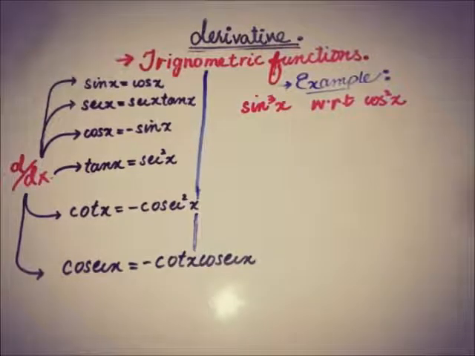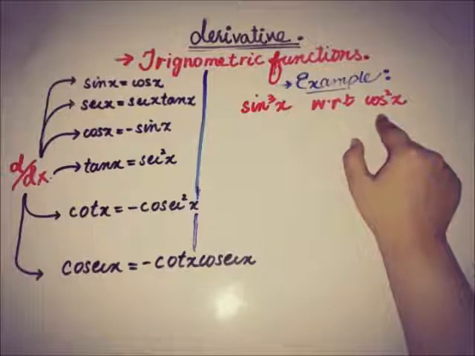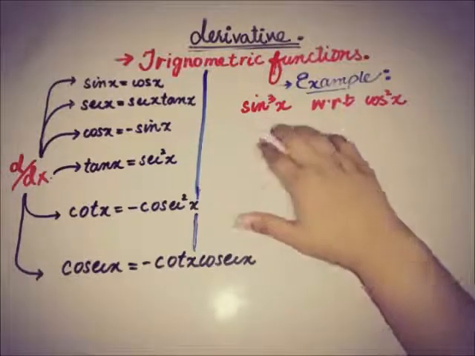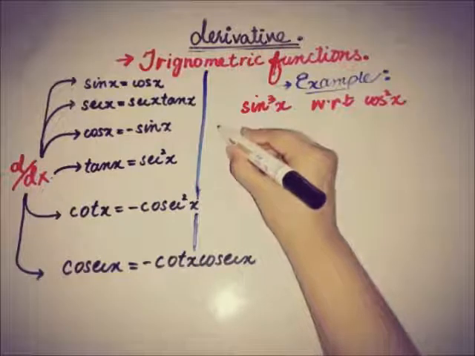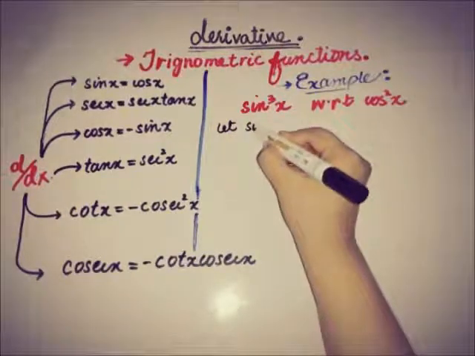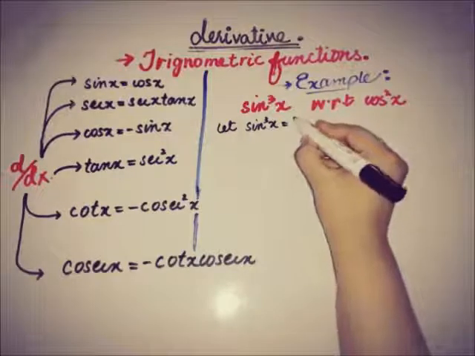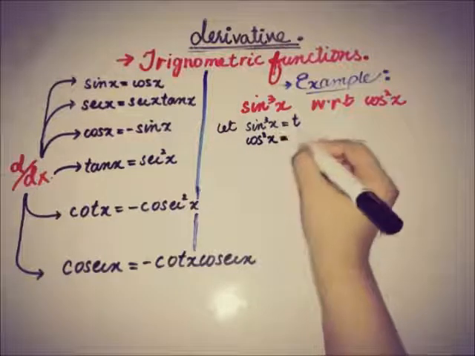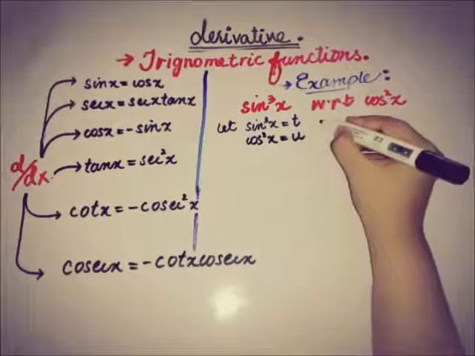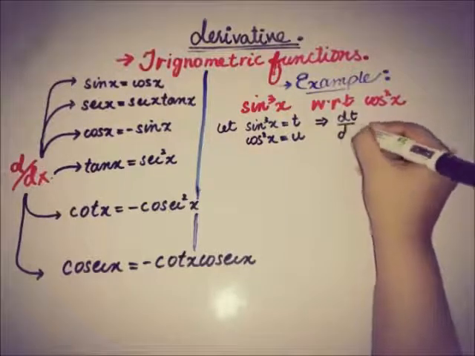Now there is a function sine cube of x, and the other function is cos square x, and we have to find the derivative of this function with respect to the other function. Let's start solving it. Let sine cube of x be a variable t and cos square x be another variable u, which means that we have to find the rate of change of t with respect to u.